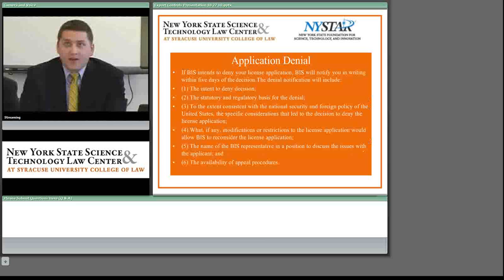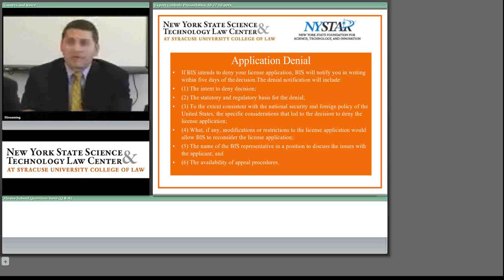In denial of the application, the BIS will notify you with the following 6 items, if it chooses to deny the application. Some important notes: point number 4 is what modifications can be made to the application, or if the license were to be reapplied for, how you can do that. And then number 6, the appeal procedures, so that you may appeal and hopefully get the license for your item.